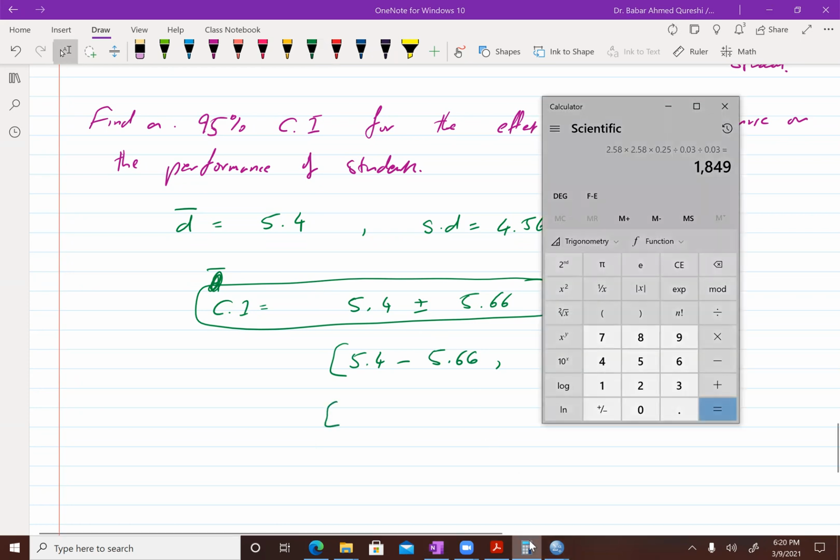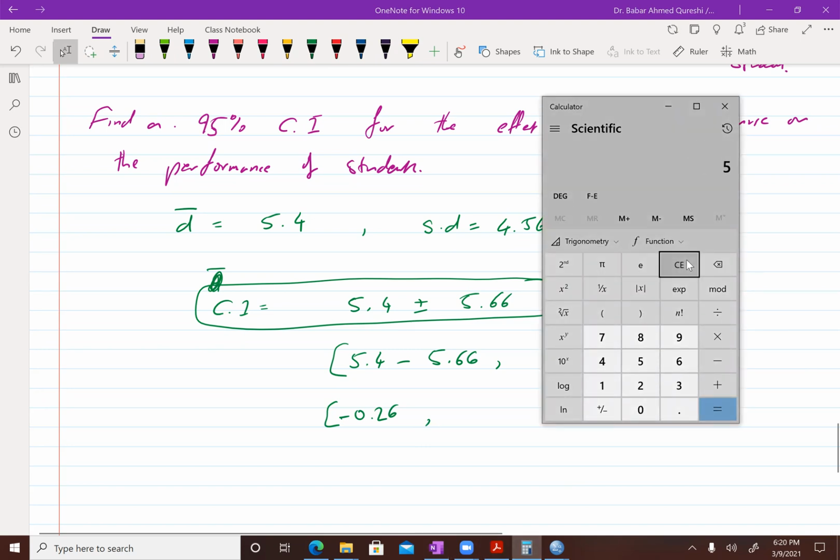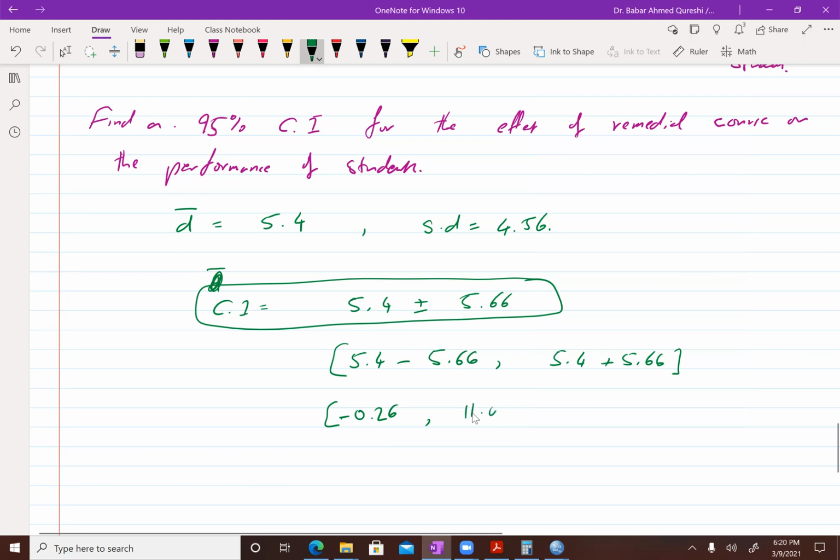So this number becomes minus 0.26 to 5.4 plus 5.66, which is 11. I'm very bad with numbers. I have to rely on the calculator. So that means the improvement which you can say reliably at 95% confidence level, for the whole students, if you really want to offer this course, the improvement could be anywhere between 11 and minus 0.26. So it could even be 0, because you don't know what the actual number for the population is.